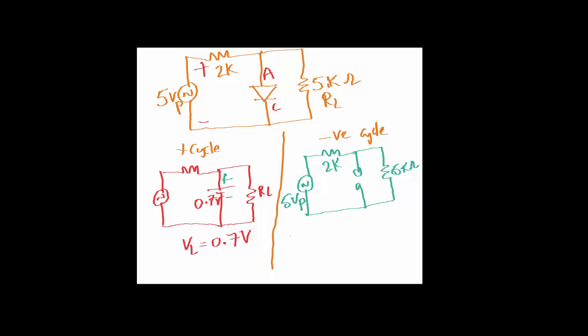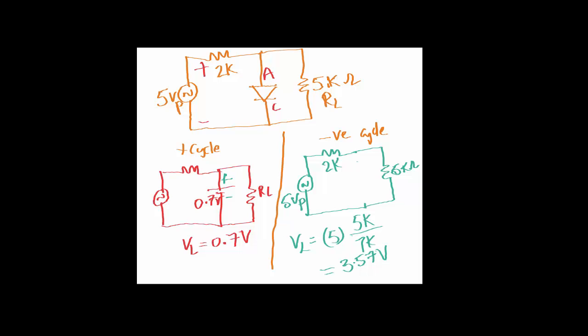So the voltage across the load, in this case a 5 kilo ohm resistor. Because the branch of the diode is open, I can eliminate that branch. That makes this circuit a series circuit. So the voltage across the load is the total source voltage, 5 volts, multiplied by the load resistor, divided by these two resistors in series. So 2K plus 5K is a total of 7 kilo ohms. So you will get 3.57 volts. That is the voltage across the load resistor during the negative half cycle.